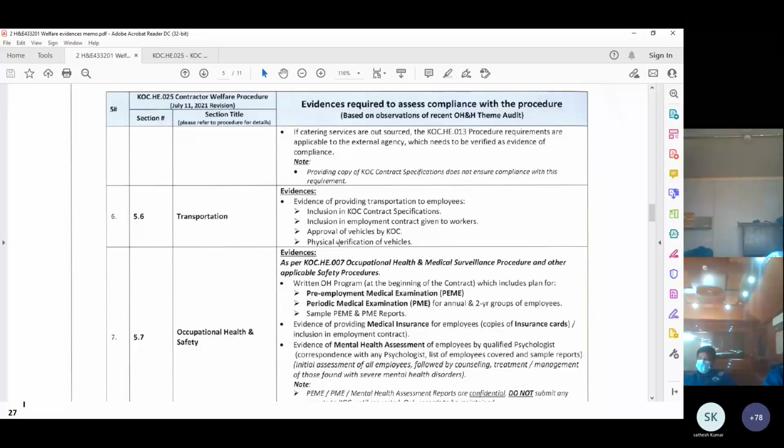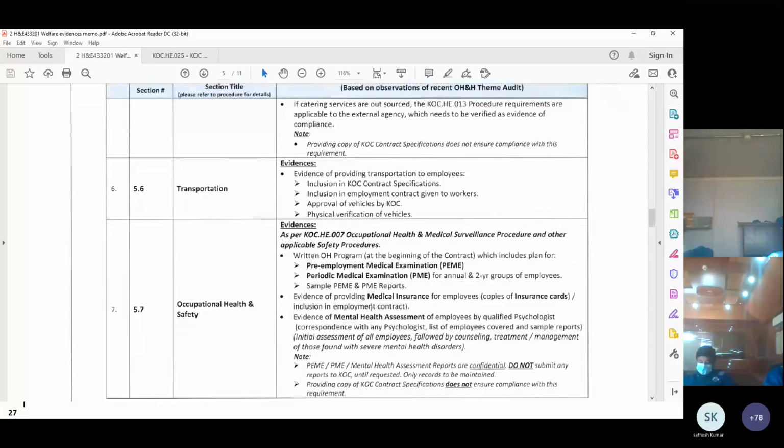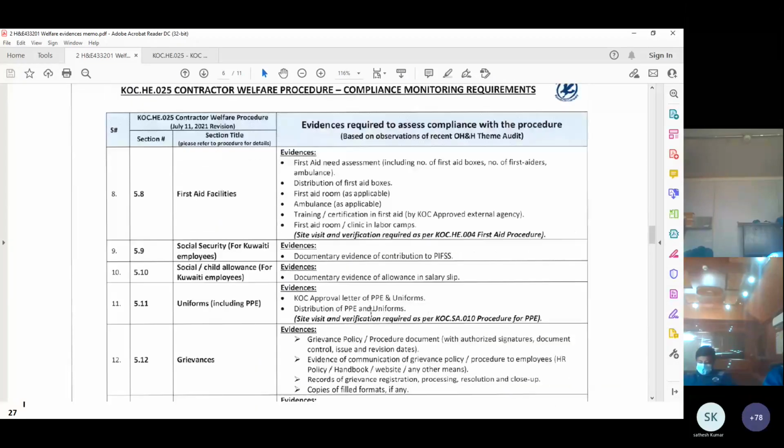Transportation, how it is being done. Occupational health and safety, which is the pre-employment and periodical medical examination. We'll be looking at that. And first aid facilities, what evidence we require. Very, very simplified document they have given.